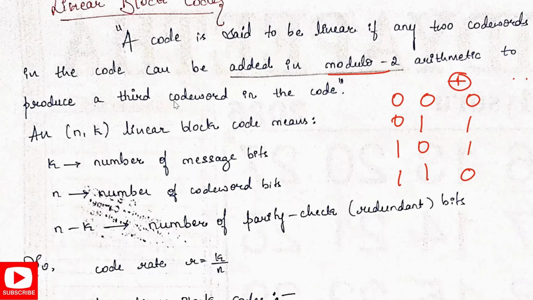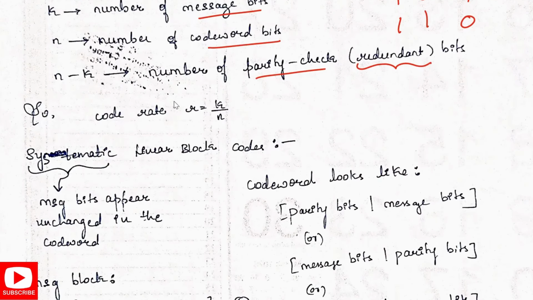An (n, k) linear block code means they will specify in the question as n comma k. What is this n comma k? k is the number of message bits and n is the number of code word bits. So n minus k is the parity check, which is nothing but the redundant bits in the code. How do we find the code rate? Code rate is given by k by n.